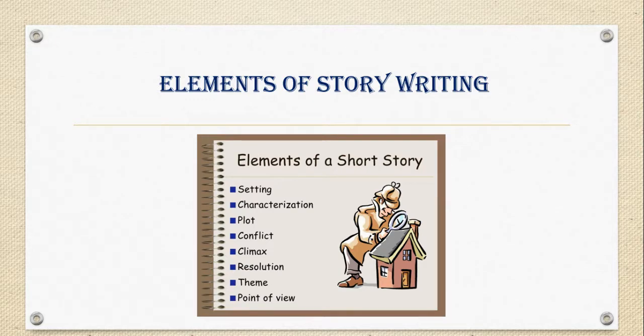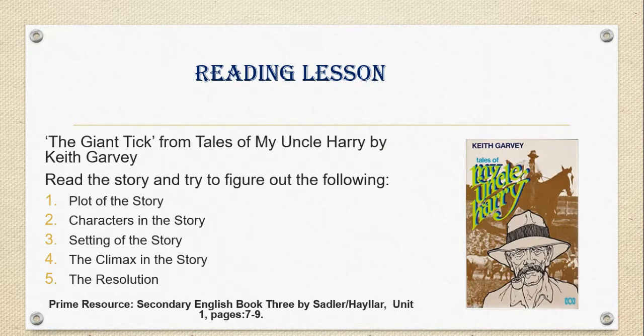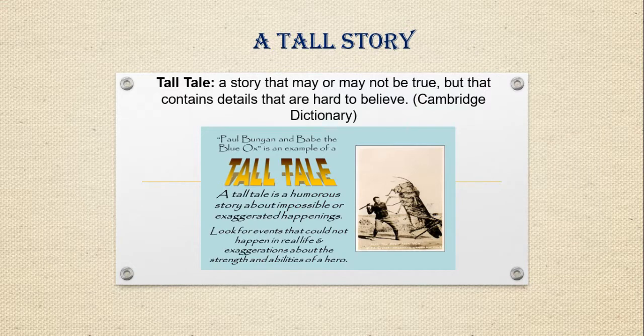Not only will we review the main elements of story writing, we will also try to figure them out in our reading lesson, which is The Giant Tick from Tales of My Uncle Harry by Keith Garvey. This is a tall tale, and a tall tale is a story that may or may not be true, but that contains details that are hard to believe, as per the Cambridge Dictionary. So a tall tale is a kind of humorous story about something that seems impossible, with exaggerated happenings.